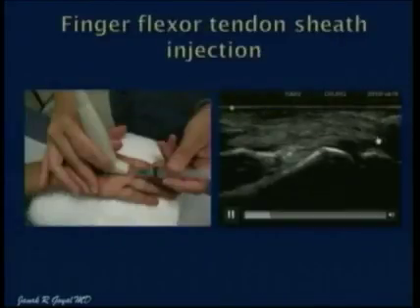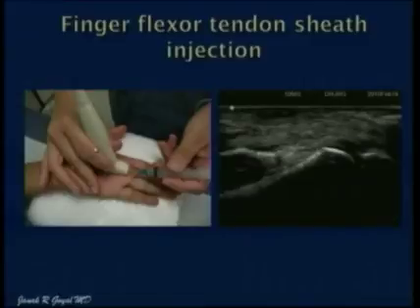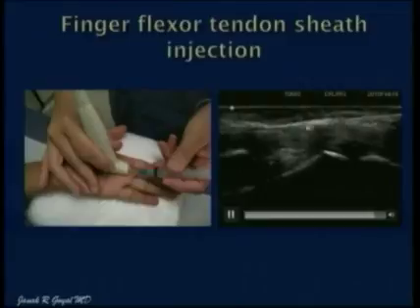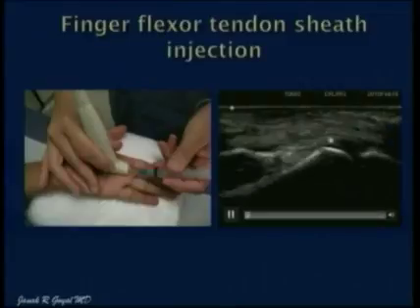The tendon sheath injection of a flexor tendon. This is the patient positioning. Here is the needle going parallel to the tendon right under the A1 pulley. Once I reach under the A1 pulley, I inject, and you clearly see the spread of the entire material around the tendon.